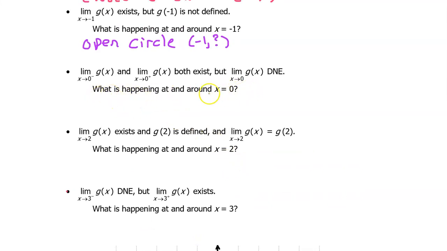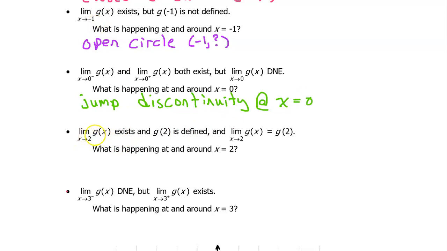So what's happening around x equals 0? Well, we have a jump discontinuity. We have a jump discontinuity at x equals 0. All right.